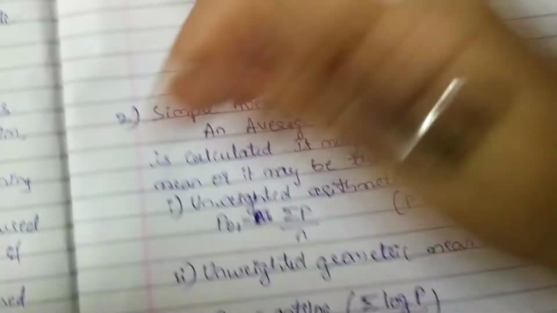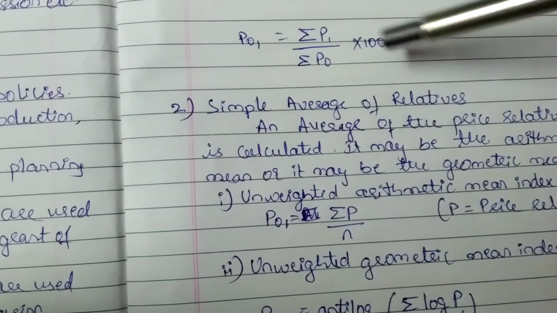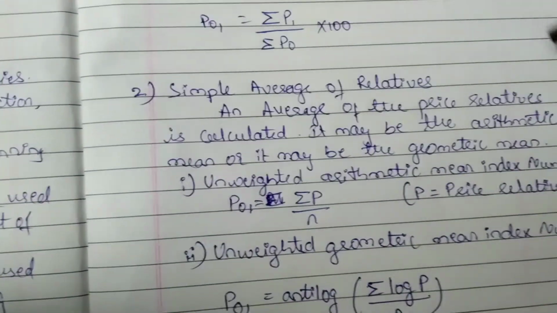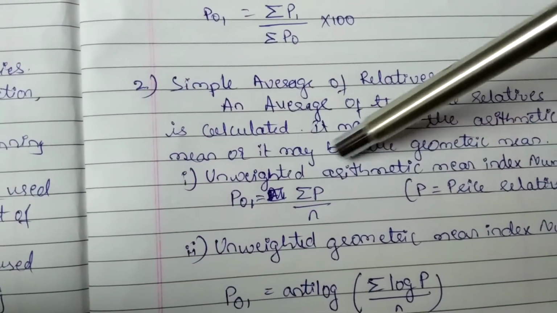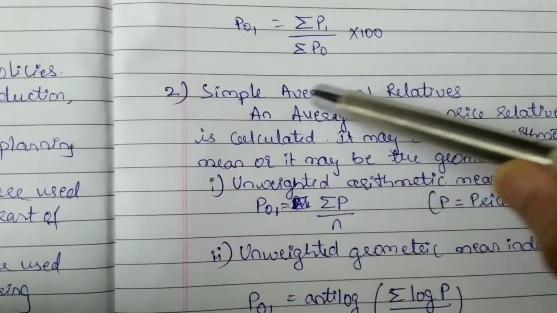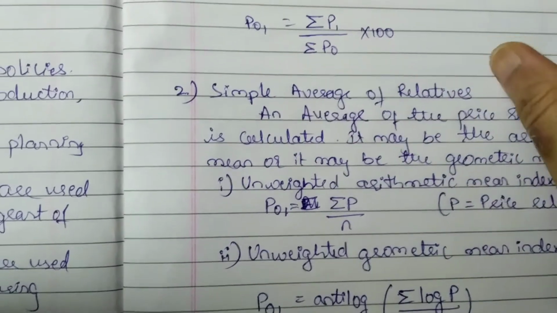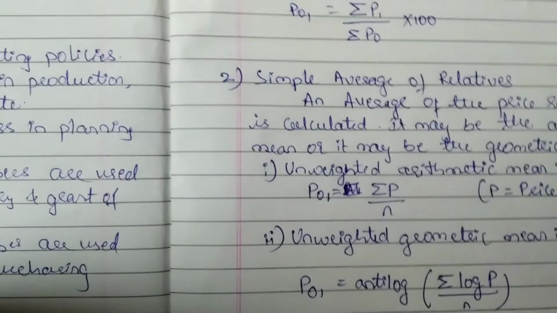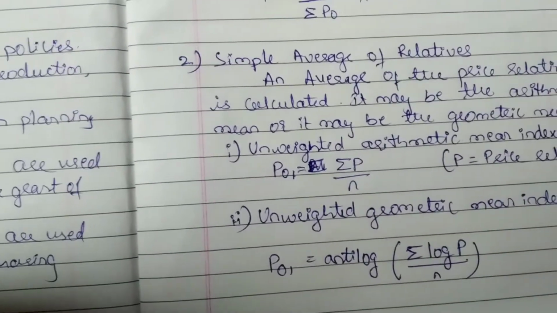Now coming to the next one, simple average of relatives index number. It is an average of the price relatives that is calculated. It may be the arithmetic mean or it may be the geometric mean. Here the average is going to be taken. So in the simple average method, as we know the formula for mean, the calculation goes like this.